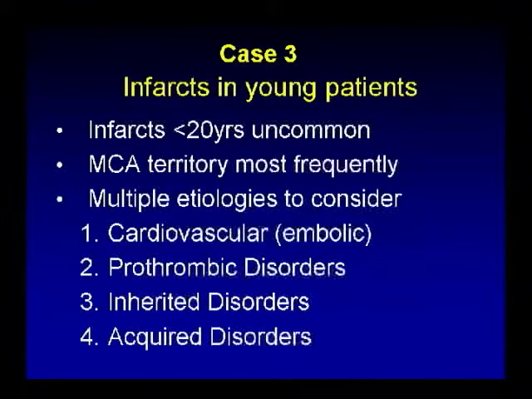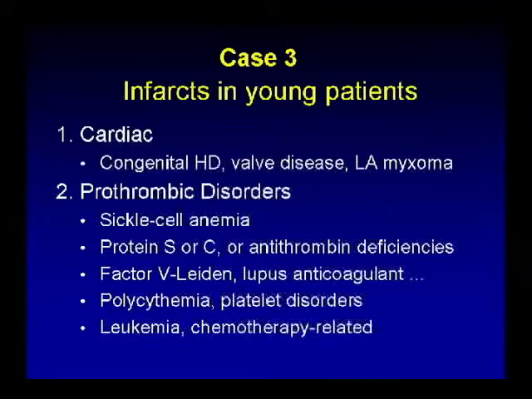Under the age of 20, infarcts are extremely uncommon. They're most commonly in the MCA territory. These are the things we need to think about. So under the cardiac things, congenital heart disease, valvular disease, does she have a left atrial myxoma that might be throwing off emboli? Under the prothrombotic list, there's a whole list of things, and these are all for the clinician to sort out, but you can say to them, these are the things to think about in your report, the possibility that she has some prothrombotic disorder.